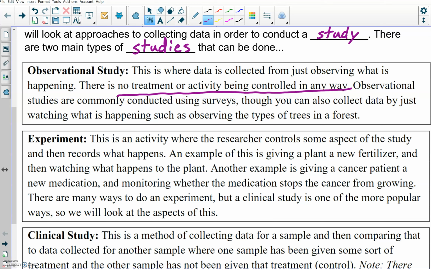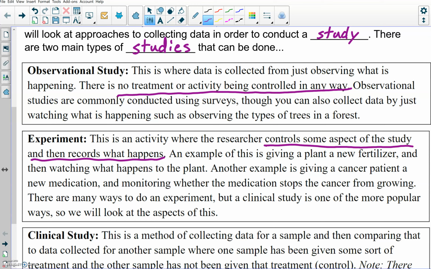Now, an experiment, this is an activity where the researcher controls some aspect of the study and then records what happens. So this is huge. Controlling some aspect of the study and then records what happens. So an example of this is giving a plant new fertilizer and then watching what happens to the plant.